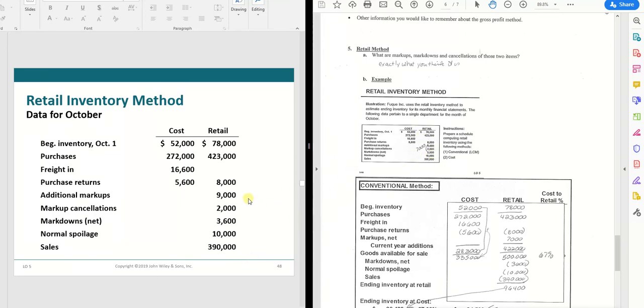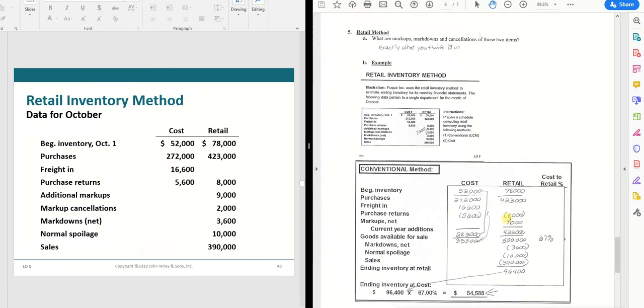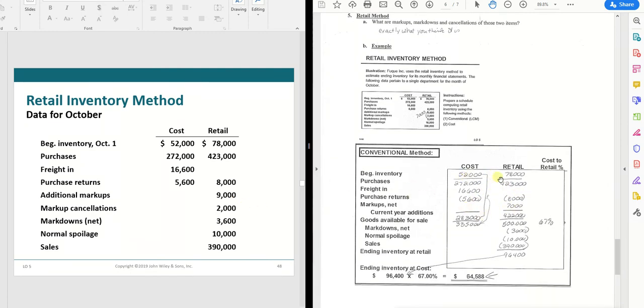All right, so these numbers are the same. The only thing I would encourage you to do on your handout is circle these two and write 7,000 down by it. So it's additional markups and markup cancellations, so these are negative. So put $7,000 on it. Okay, so we have cost and retail. So notice these are some of the same numbers I used in my little example before. I just skipped all these other things.